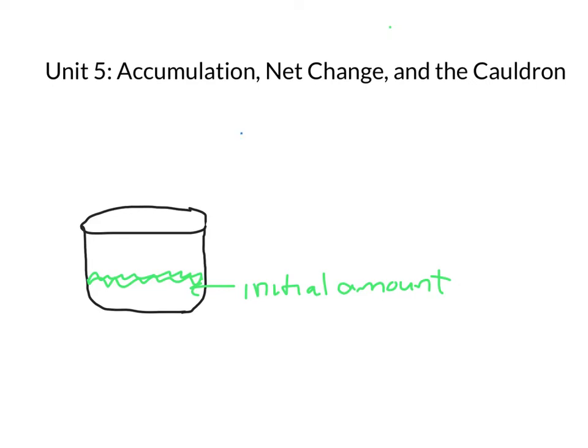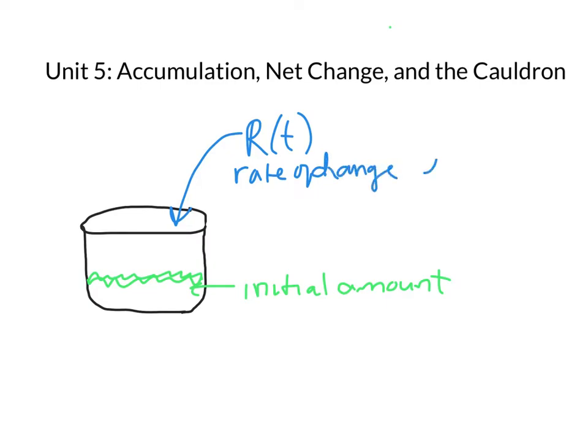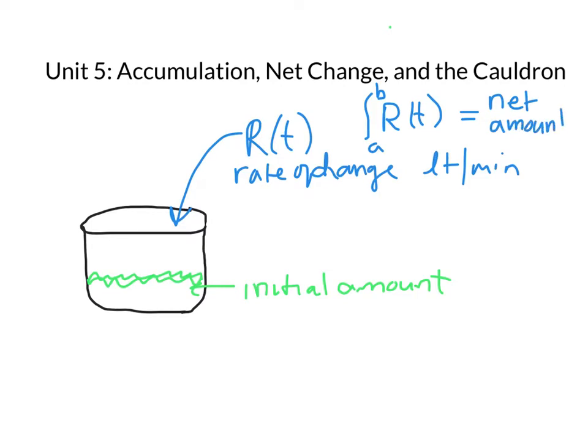And then often they will tell us that water or something is flowing into something, a bucket, a cauldron, at a rate. And this rate is rate of t. So this is the rate of change, so this is the derivative. And it usually has units like liters per minute. So if you integrate the rate of change from some time to some time, you're going to get the net amount that's added to the cauldron. It's not going to tell you how much is in the cauldron, it's just going to tell you how much was added to the cauldron, right? Because if you integrate liters per minute, you're going to end up with liters, right?